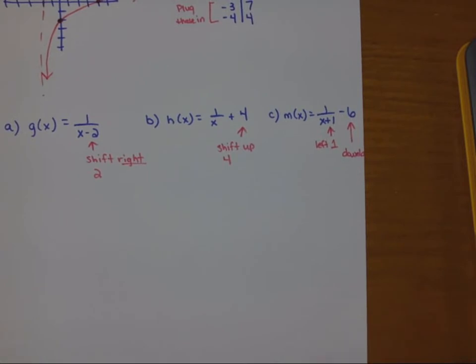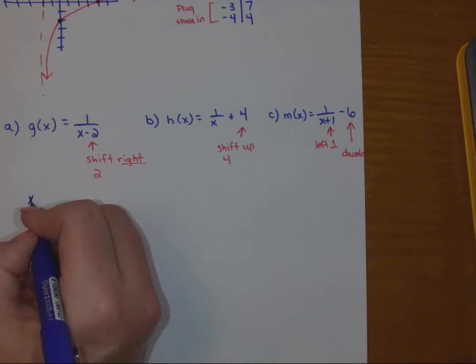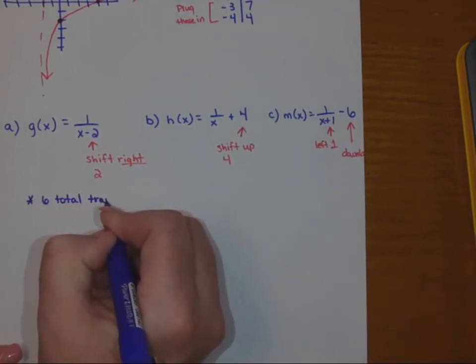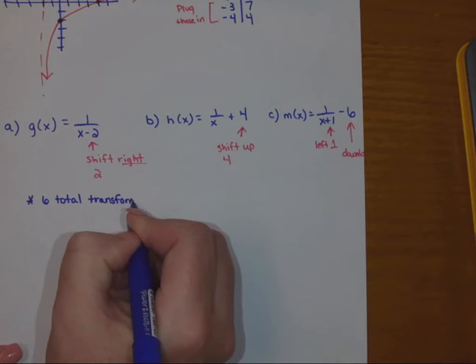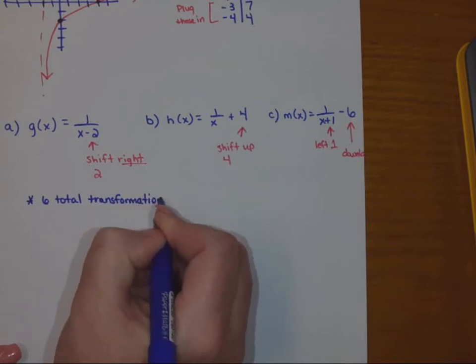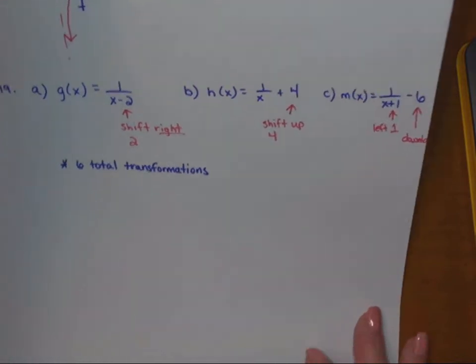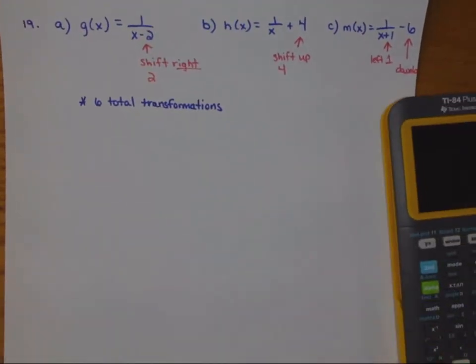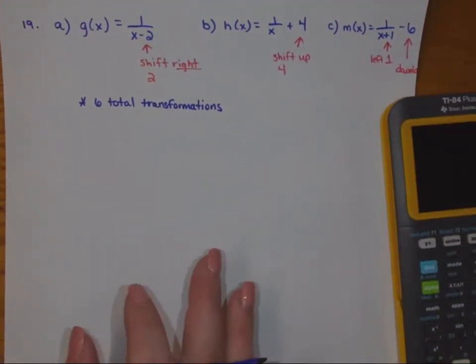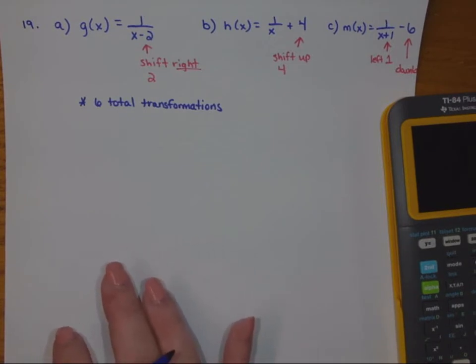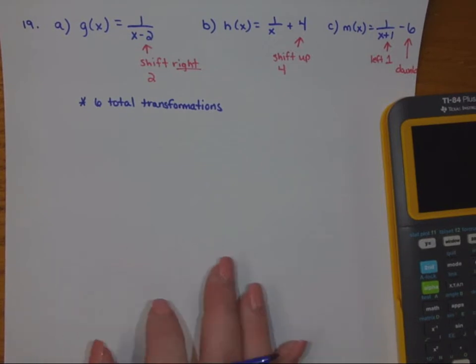Okay. Just to remember that there are 6 total transformations, and so you might need to go back and look at some of those other ones. Remember, if we do a negative sign, it's a reflection, right? A negative sign to the front of the function is a x-axis reflection. A negative sign inside the function would be a y-axis reflection. And then we can also have the vertical and horizontal stretches and shrinks.